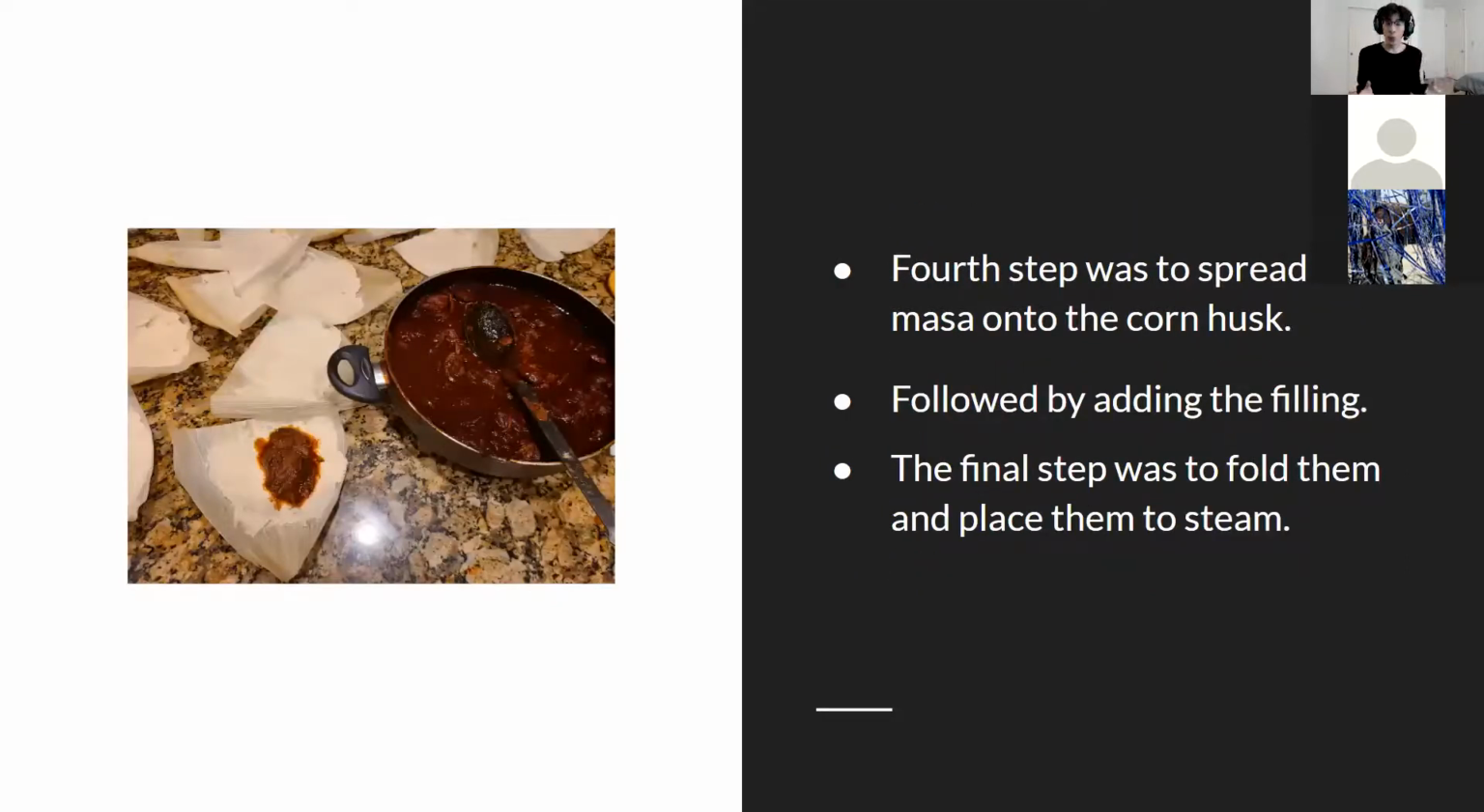Here is where I struggled a little bit. I couldn't get the masa onto the corn husk, so I had my mom do that for me. But apart from that, I added in the filling and then I wrapped the tamales and put them to steam.